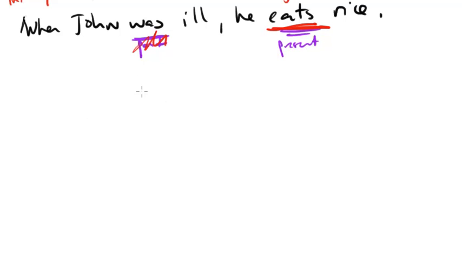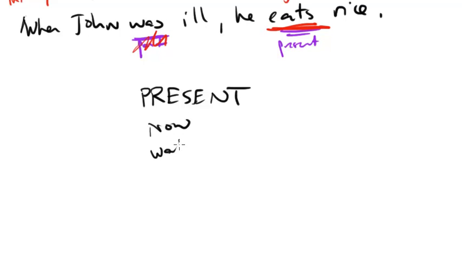So let's start with the easiest, and that's present tense. That's what we're all familiar with and what we've been pretty much using so far. It's something that's happening now. So he walks, I eat, and so on.